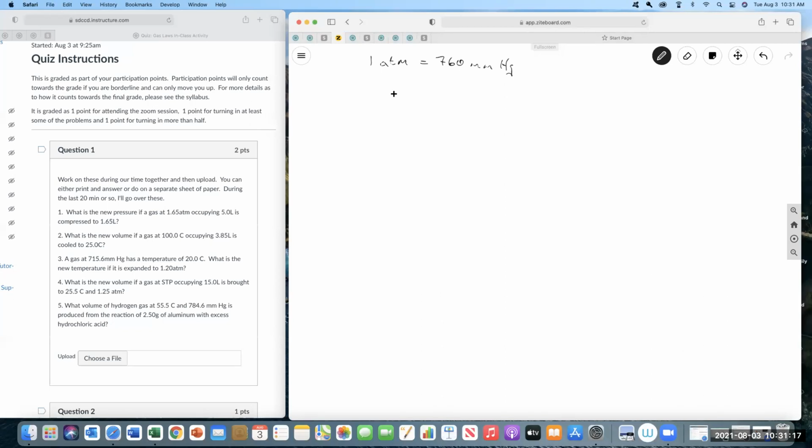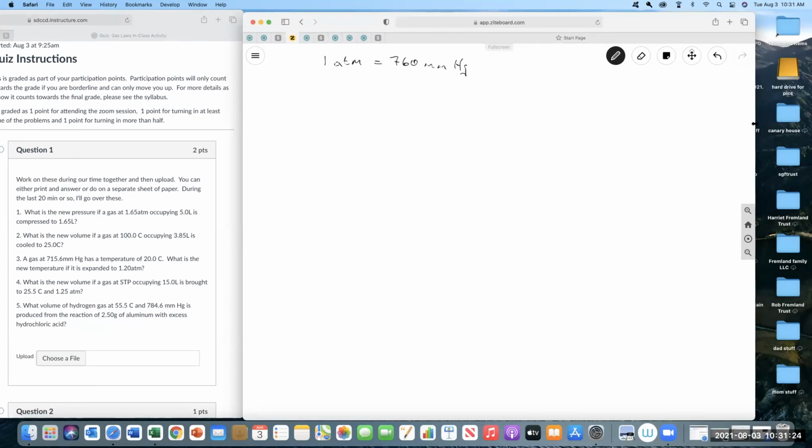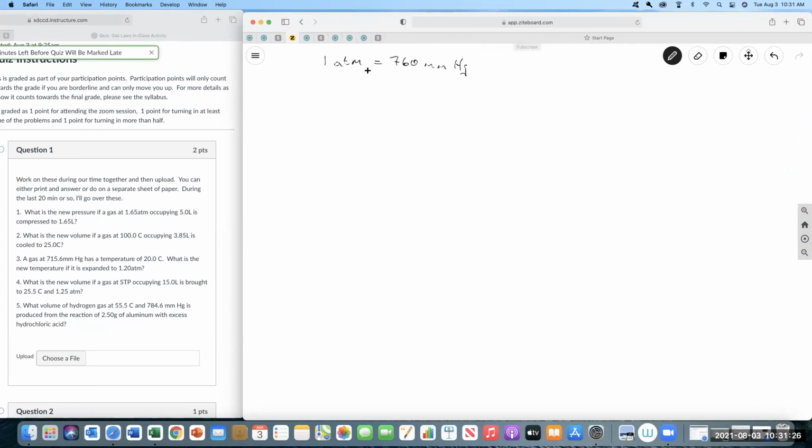All right, so let me just go ahead and go through these. What you want to do with these types of problems is be diligent about making a little list at the beginning. So, for example, for number 1, we have a new pressure. We have 2 sets of conditions here. P1 is 1.65 atmospheres. The volume that goes with it, V1, is 5.0 liters.